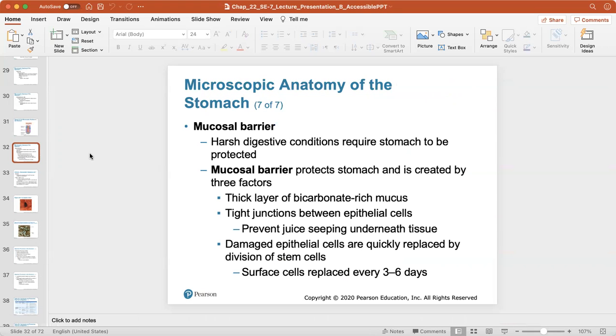The mucosal barrier is a barrier that helps to protect against the harsh digestive conditions that are required by the stomach. The mucosal barrier, which protects the stomach, is created by three different factors: the bicarbonate-rich mucus, the tight junctions, and then damaged epithelial cells being quickly replaced.